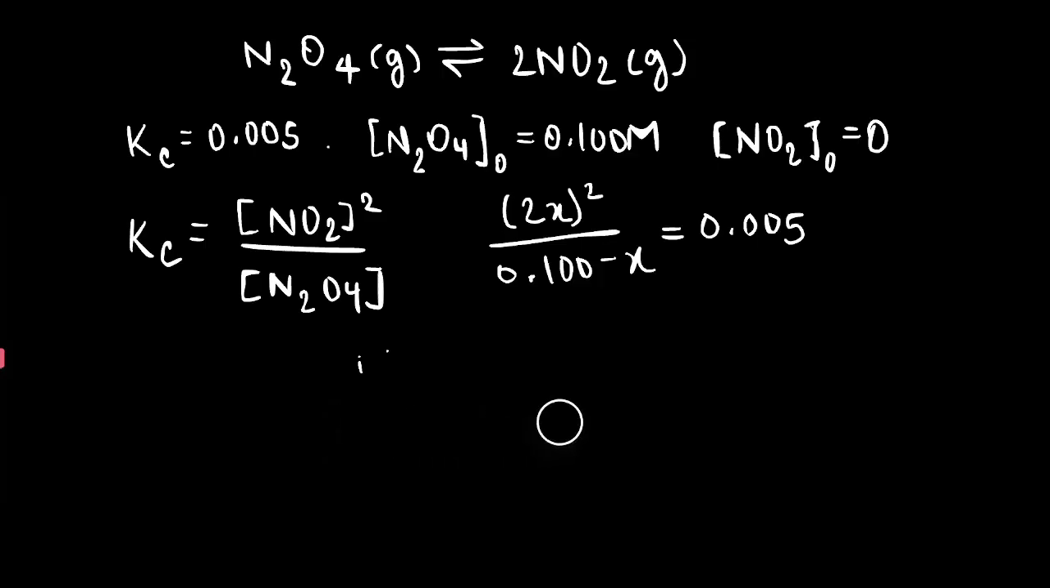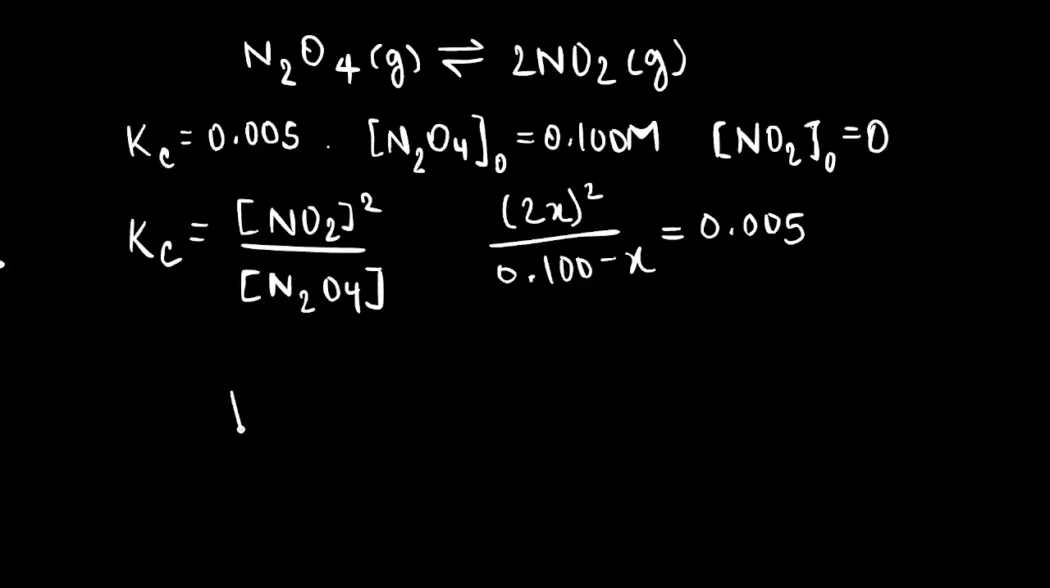But what we'll see that we can use here is an approximation. What I mean by that is we see that this Kc is a very small value here. It's a lot less than 1. It's 0.005. And what does that tell us? Well, that tells us that the reaction actually hardly proceeds forward. And how do we know this?